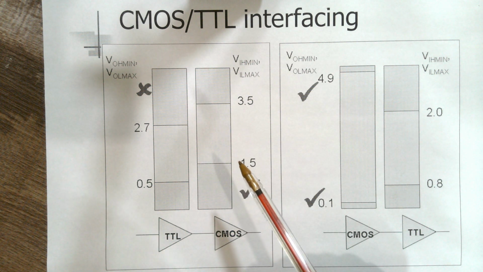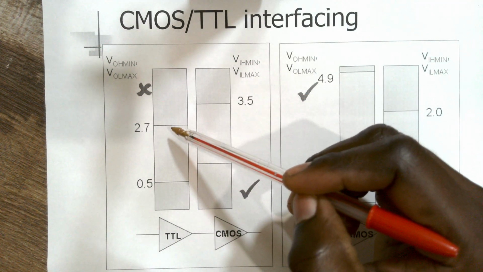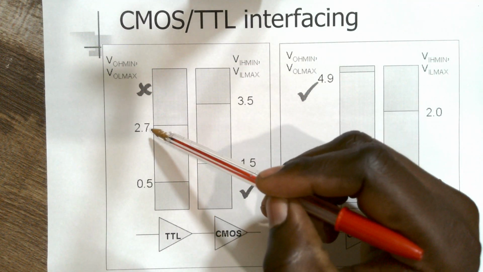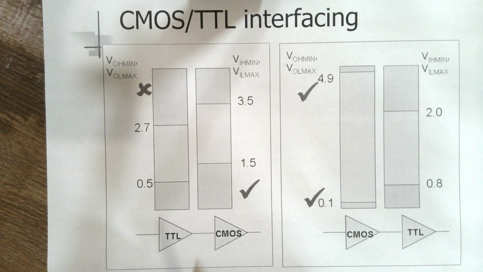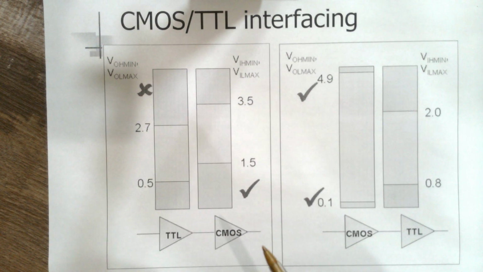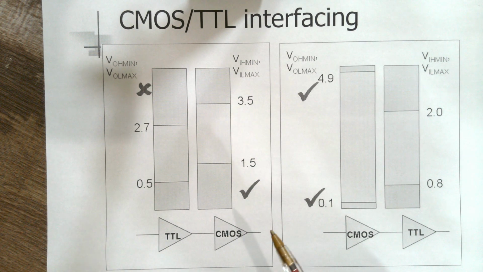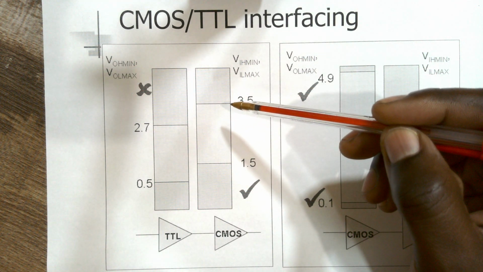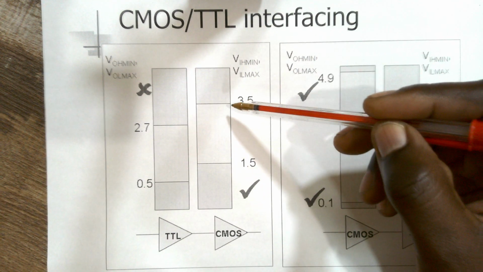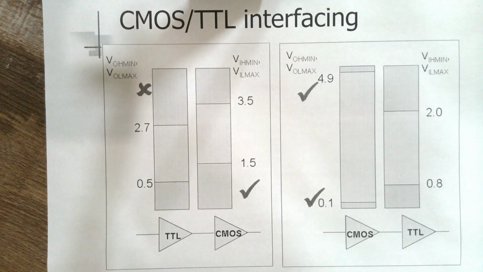You want to ensure that all the values between 2.7 and 5 volts from the TTL technology would be properly interpreted by the CMOS technology as a logic 1. And that cannot happen, because the CMOS technology will only interpret voltages coming in between 3.5 and 5 volts as a logic 1.